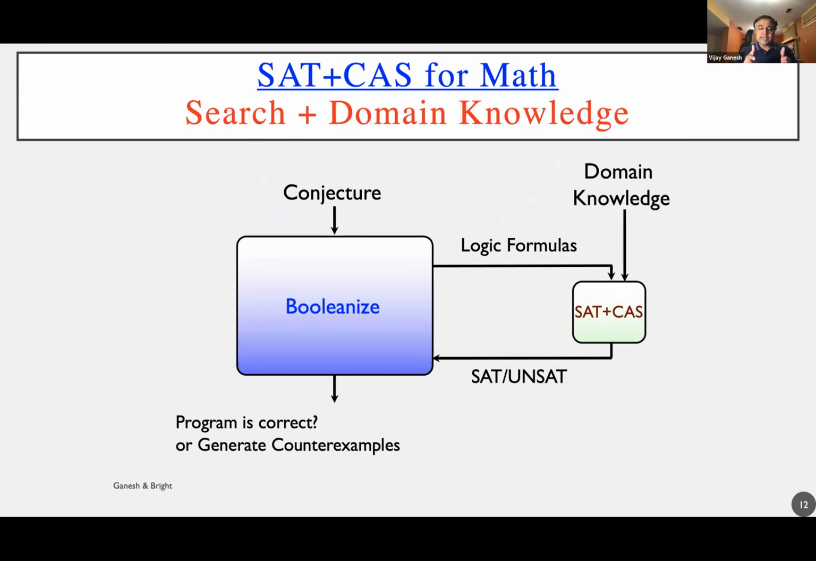So here is the same idea that I mentioned a few minutes ago of how do you test code, but now how do you test a mathematical conjecture? You give the mathematical conjecture to an analysis tool that will somehow Booleanize this conjecture, finitize the space that has to be checked, and give it as a logic formula to the SAT plus CAS tool. But now, in addition to just feeding the logic formula, you also give domain knowledge, and the computer algebra system would then help the SAT solver to prune the search space more effectively than otherwise. And if the solver says SAT, typically that would correspond to a counterexample. And if it says UNSAT, that would say at least the part of the space that I checked does not have any counterexamples.